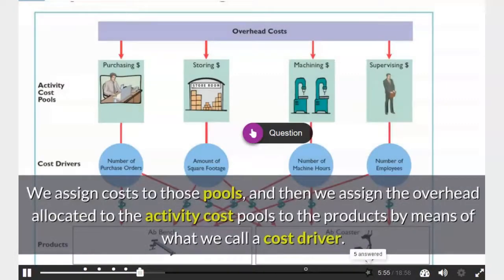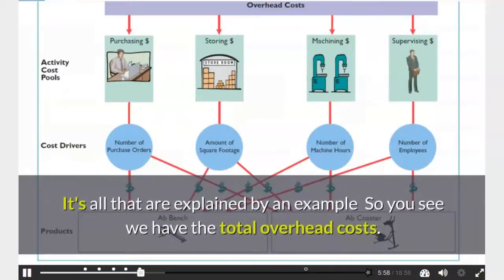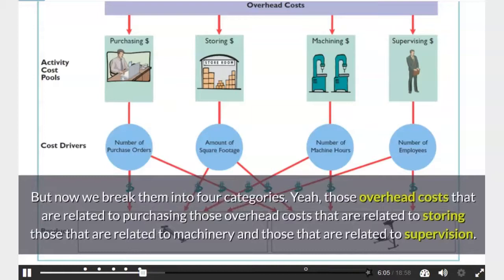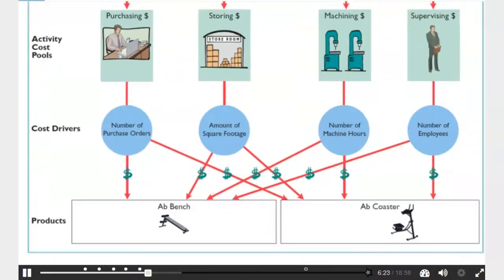It's all better explained by an example here, activity-based costing. So you see we have the total overhead costs, but now we break them for simplicity's sake into 4 categories. Those overhead costs that are related to purchasing, those overhead costs that are related to storing, those that are related to machinery, and those that are related to supervision. Now we're producing 2 products. At the bottom you see the AB bench and the AB coaster. Now the coaster looks a little more complicated to produce.